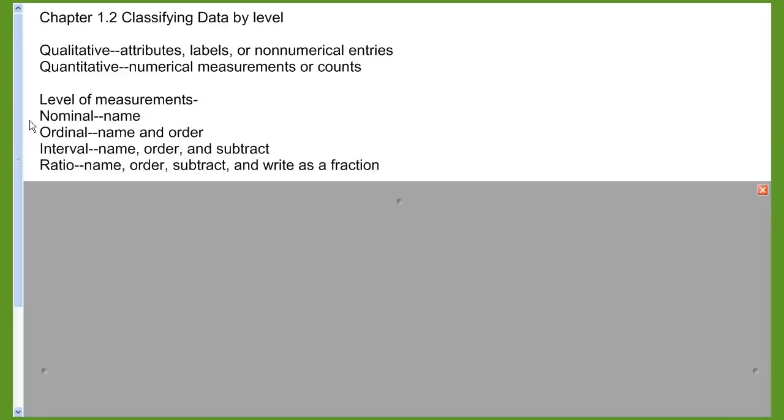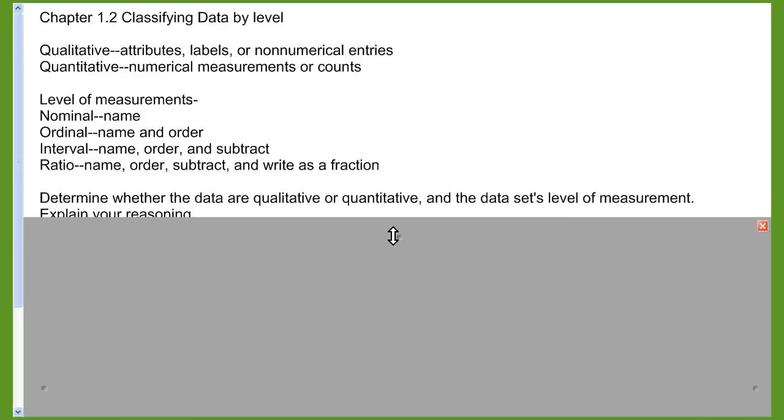And there are 4 levels, and they are nominal, ordinal, interval, and ratio. I've already done one video about this, but I wanted to talk about it again with some examples. Nominal is when you name something. Ordinal is when you name it and then you have an order by it. That's ordinal. You have an order. Interval, you name it, you have an order, and you want to subtract it for some reason. Ratio, you name it, you order it, you can subtract it, but you can also write it as a fraction.